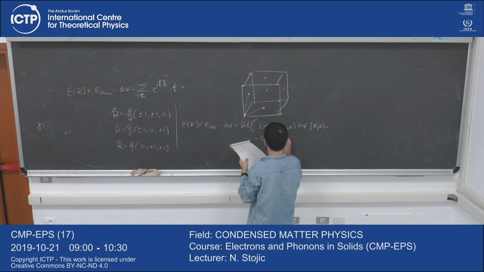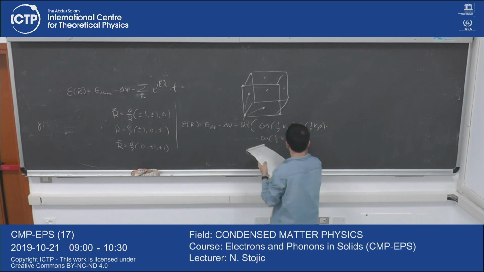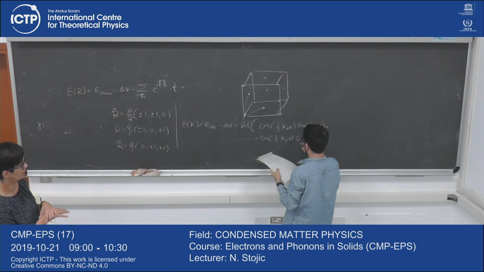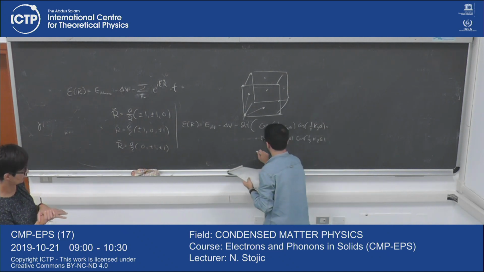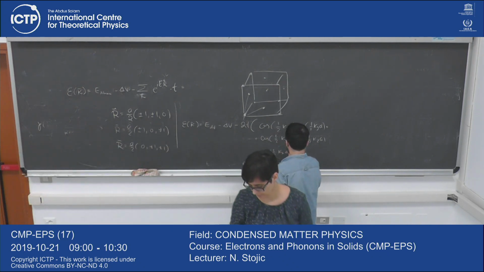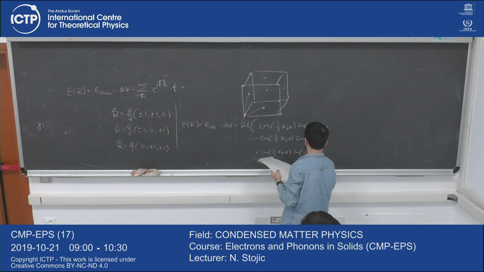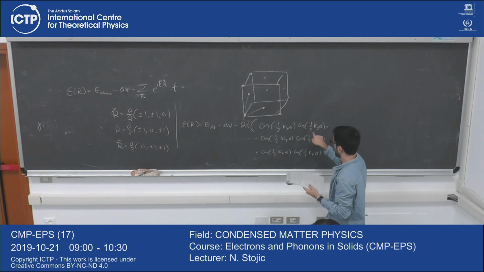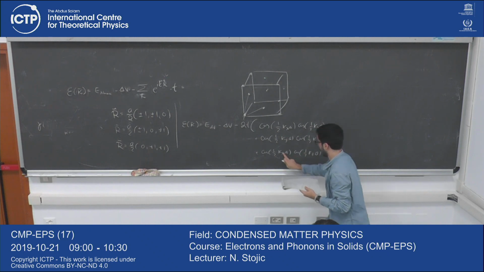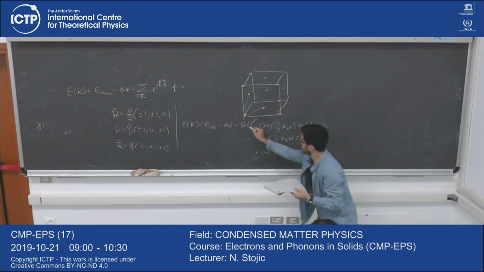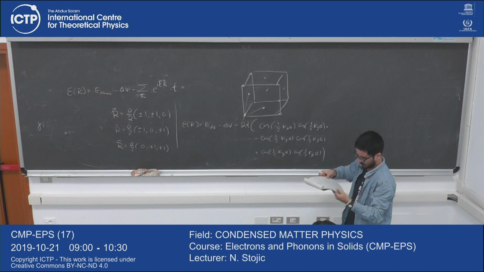Cosine of one half ky a times cosine of one half kz a, and then I'll have the kx kz term, which will be cosine of one half kx a times cosine of one half kz a. I have x y, y z. Let's do it this way, z and x, and yeah, I think the coefficient is correct. Yeah, I think so.